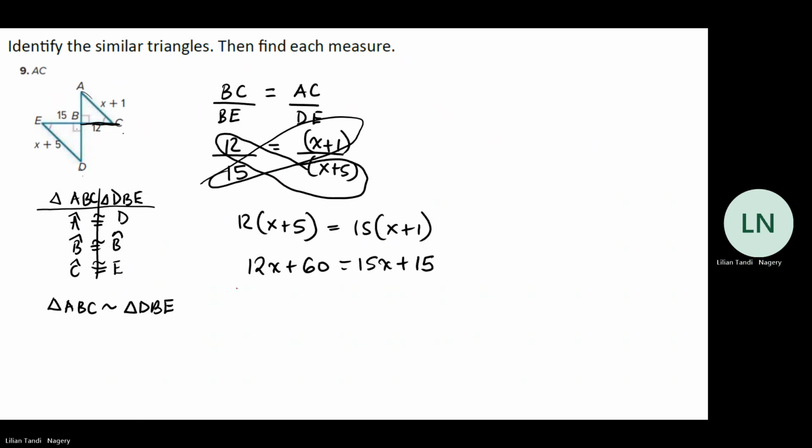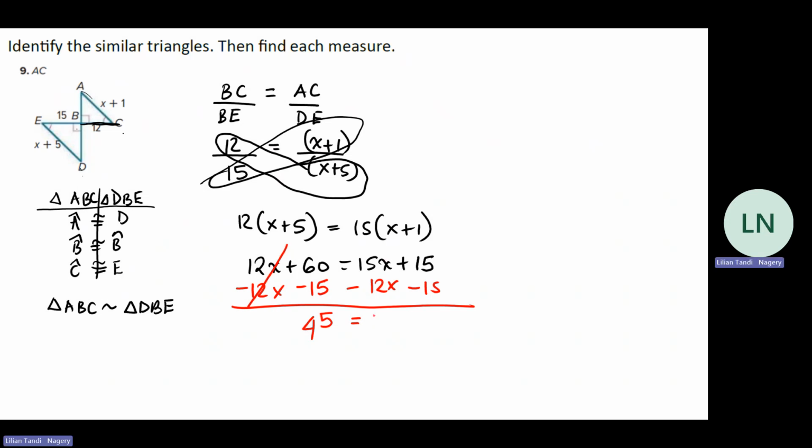Then I will minus 12x on both sides. I will minus 15 on both sides. This goes away. What does this become? 45. This becomes 3x. This is 0. Divide by 3, divide by 3. This goes away. x is 15.